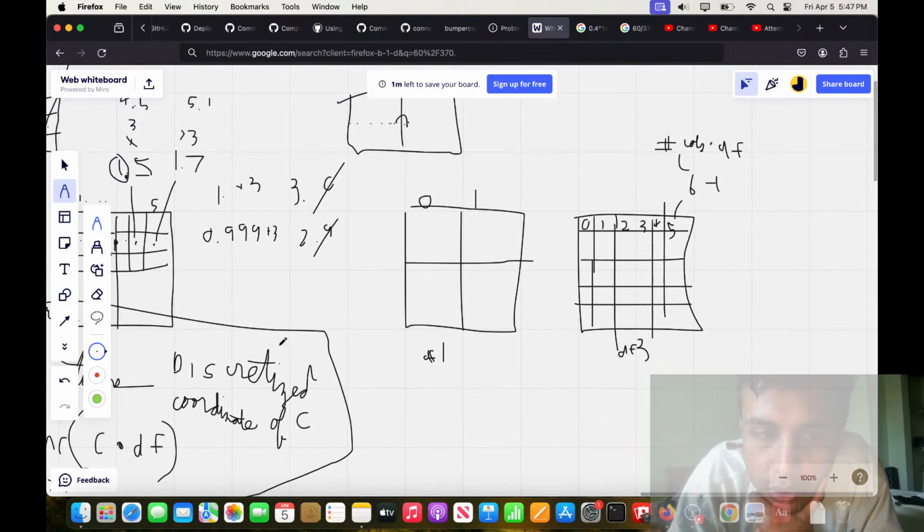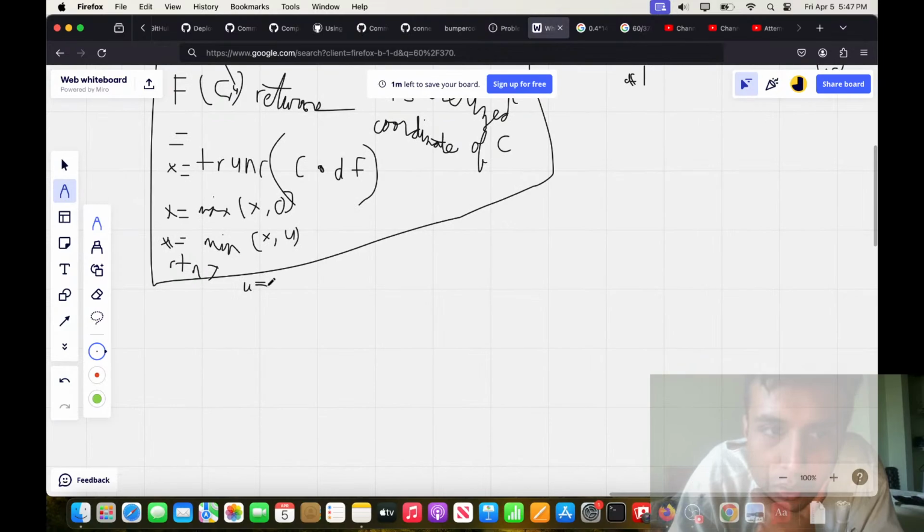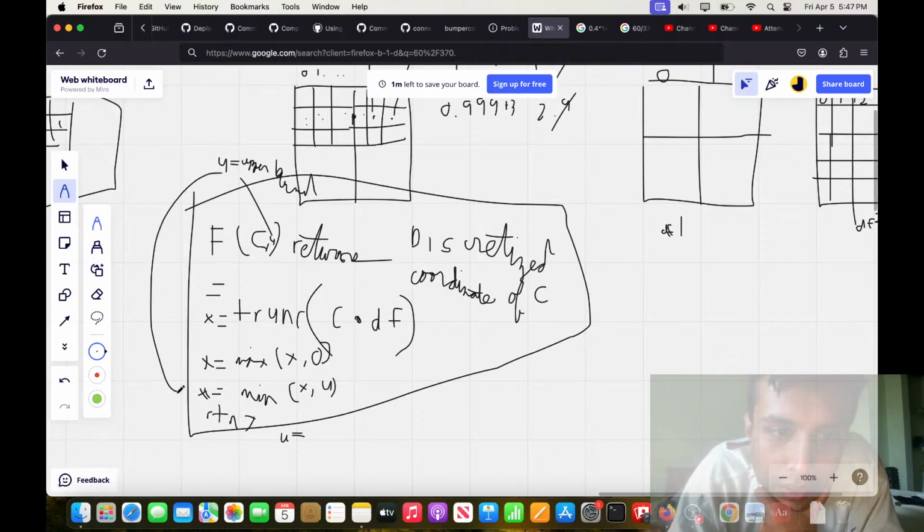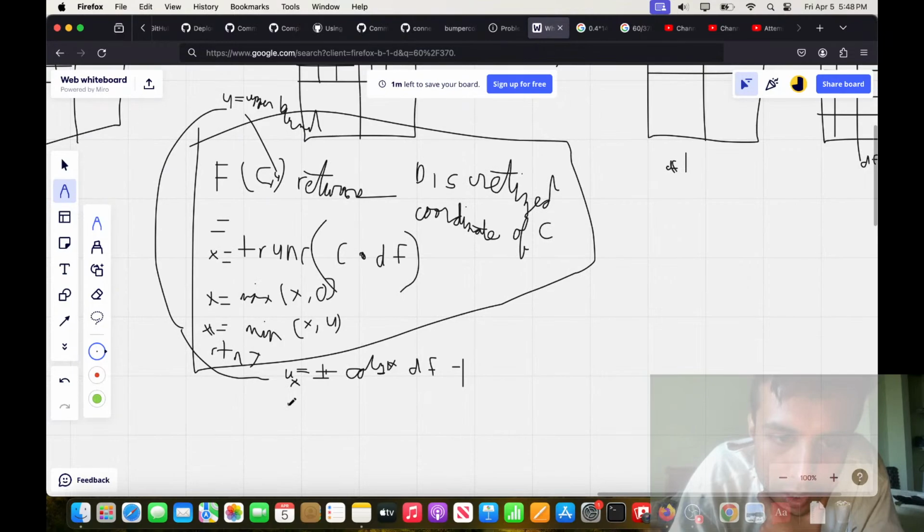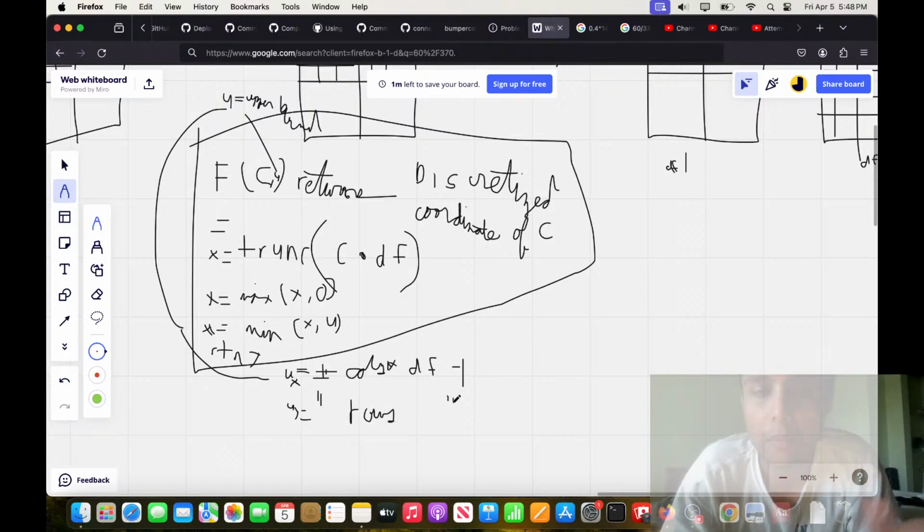That's it. So u of x equals num columns times df, and of course minus 1 because of 0 indexing. And u of y equals, sorry, what am I saying? Num rows times df, minus 1. That's basically the whole idea.